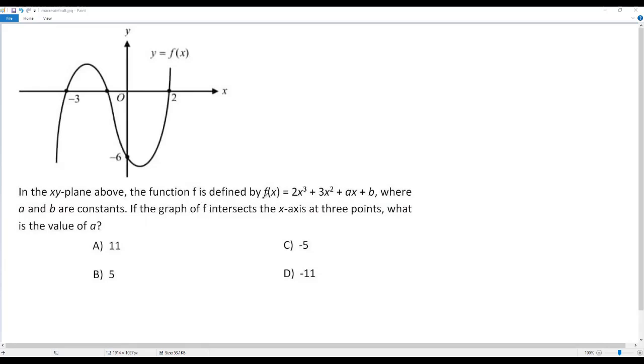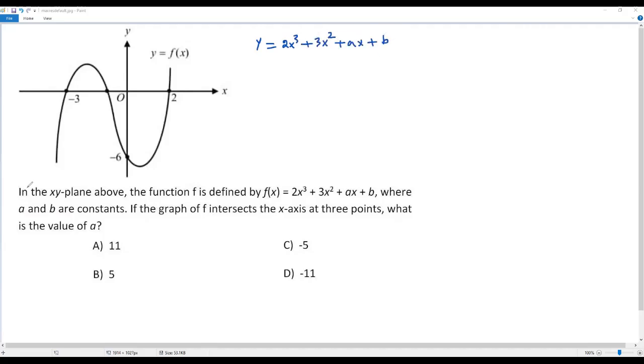Okay, here we have a function, and the graph of the function is given over here. Usually, when a function is defined by f of x, this f of x represents a y coordinate in the xy plane. Since it represents a y coordinate, we can replace f of x by y. Then the given function becomes y equals 2x cubed plus 3x squared plus ax plus b.